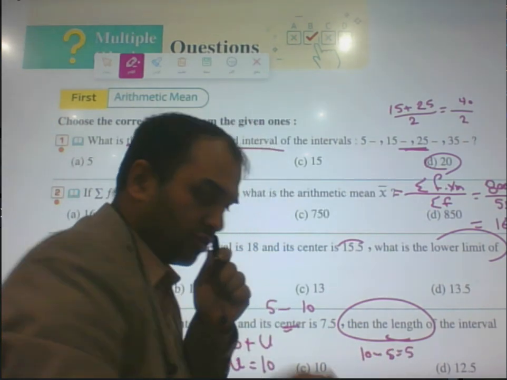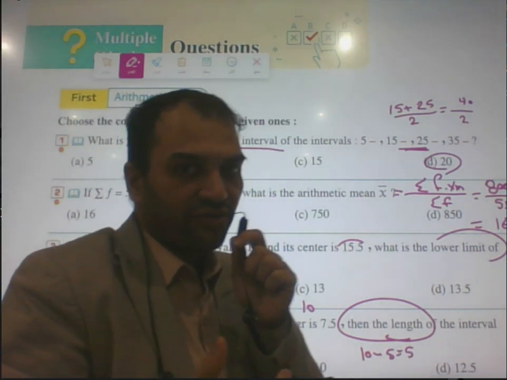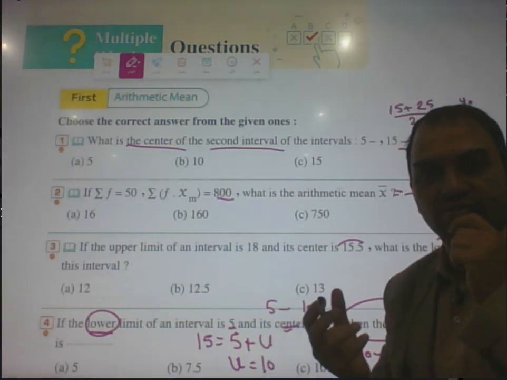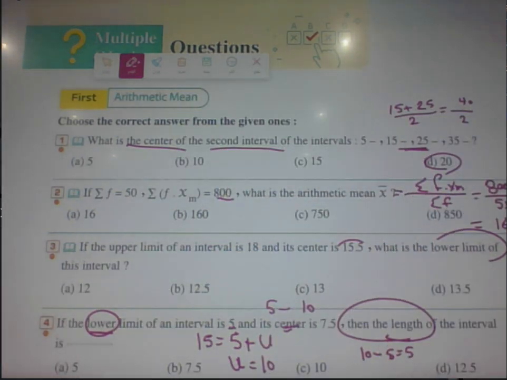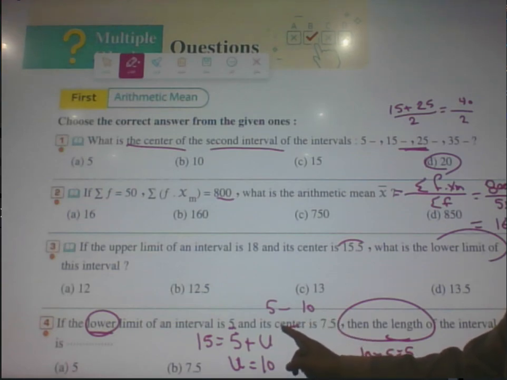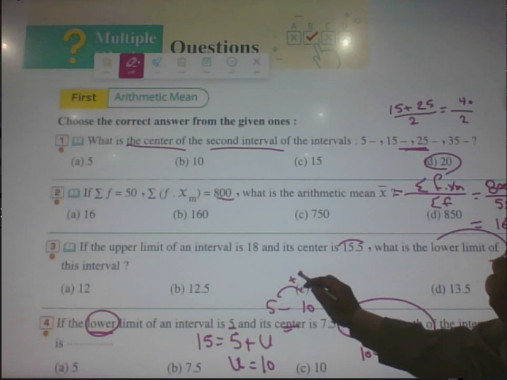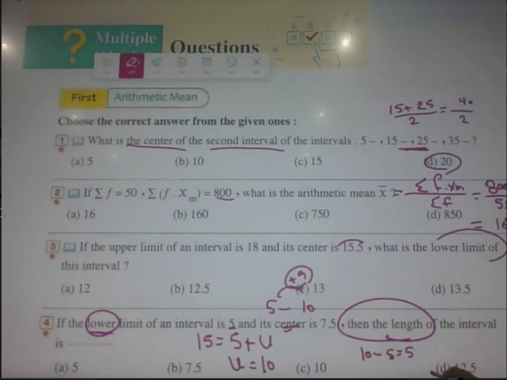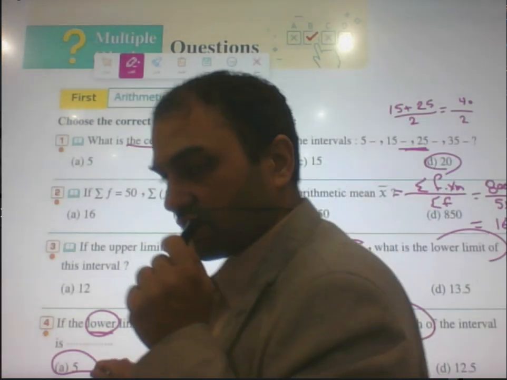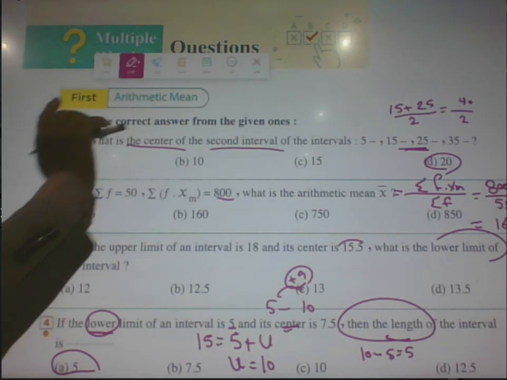Okay. Do you know the length of the interval? The length of the interval equals the difference between upper and lower. The interval starts from 5 going to 10, so the length of this interval will be 5. Okay, pay attention to the length of the interval. It's an important question.